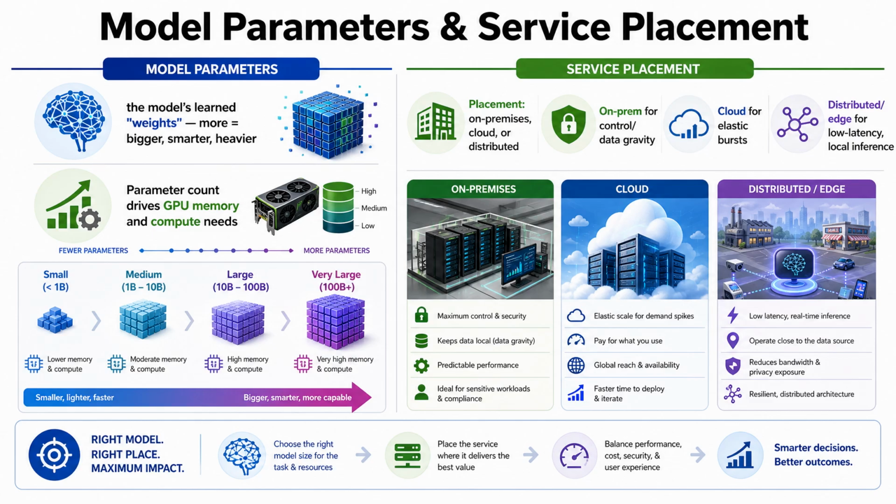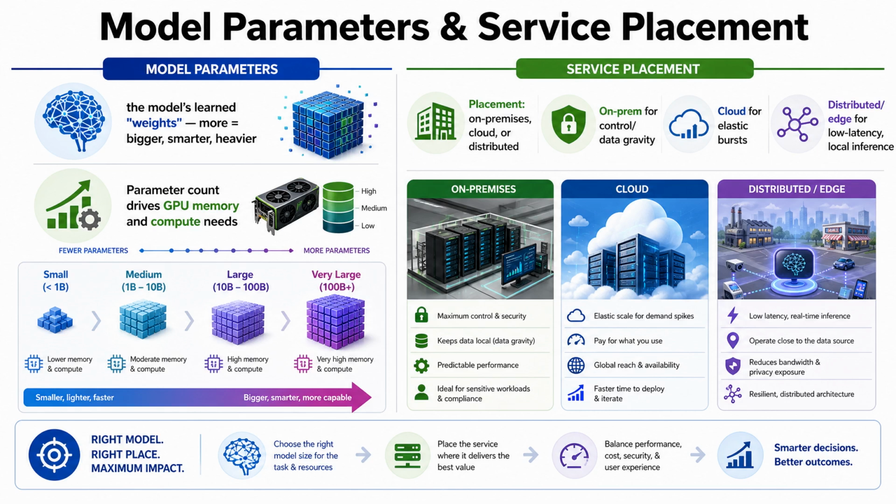Right side, service placement, where the model actually runs. And there are 3 homes. On premises, maximum control and security, keeps your data local for data gravity and compliance, predictable performance, ideal for sensitive, steady workloads. Cloud, elastic scale for demand spikes, pay as you go, global reach, perfect for bursty or experimental work. And distributed/edge, low latency, real-time inference right next to where the data is born with reduced bandwidth and better privacy. Most enterprises end up running a blend of all 3.